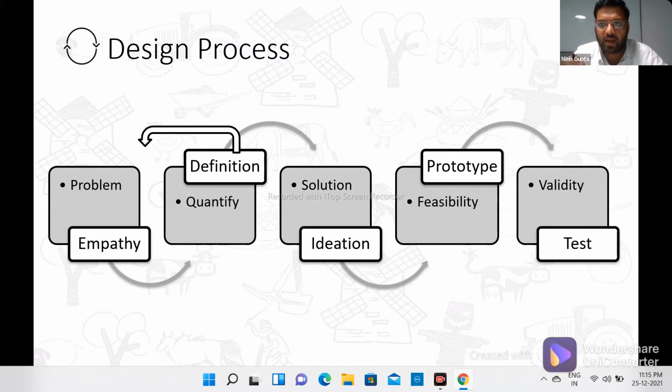We quantify our problem. We quantify every single thing which we have so far understood from the empathy, the first exercise. So after this second step, we write it down. That becomes our problem given, our list of needs.